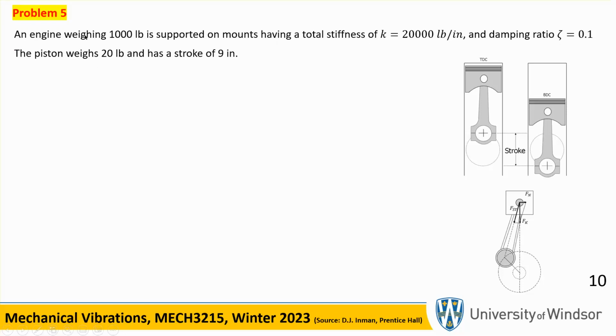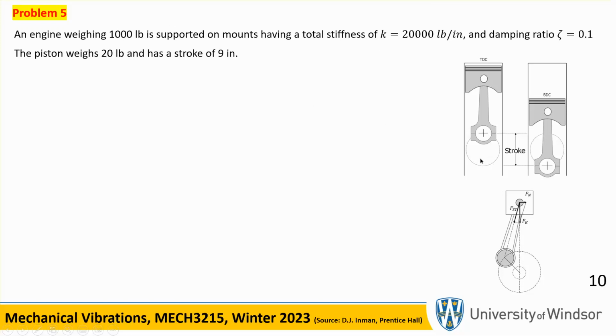Actually, sorry, this is the weight of the engine. It's not the piston. The weight of the piston, which is this piece, is only 20 pounds. The engine is 1,000 pounds. That makes sense because the engine is a lot heavier than this, okay? And it has a stroke of 9 inches.